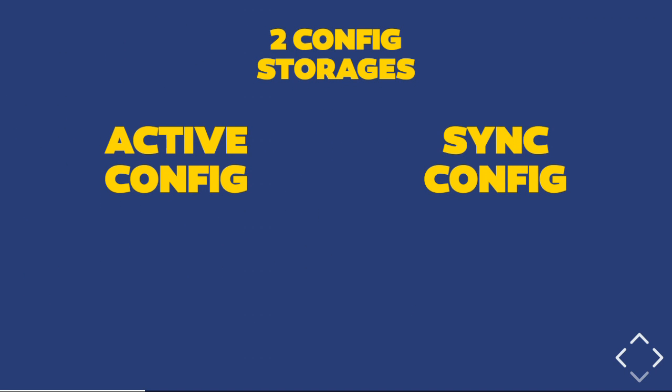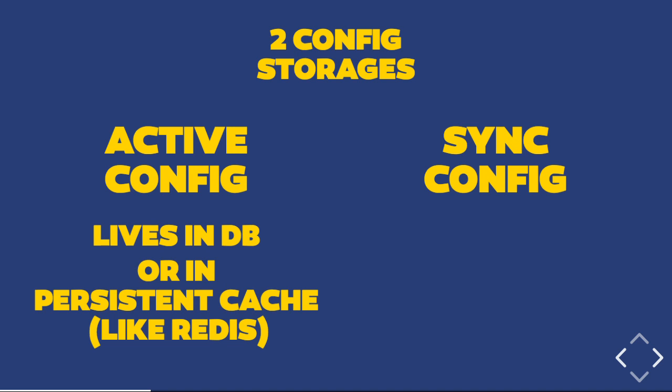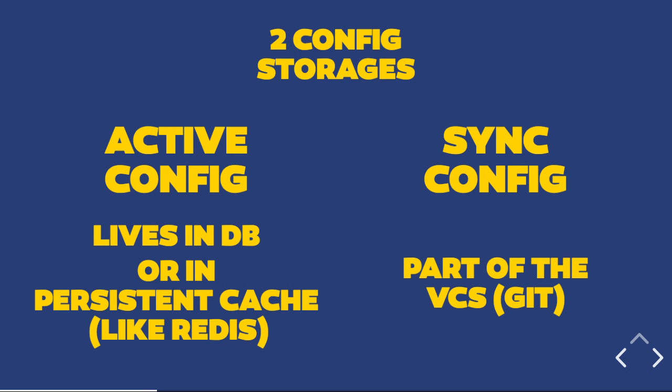There are two config storages. Of course, we have the active configuration and the so-called sync configuration. The active configuration lives in our database or in a persistent cache like Redis. And we have the sync configuration, which is part of our version control system, mainly Git or whatever version control system you need.